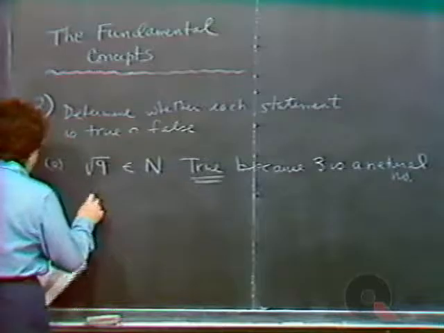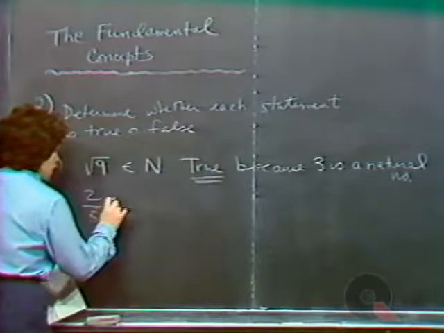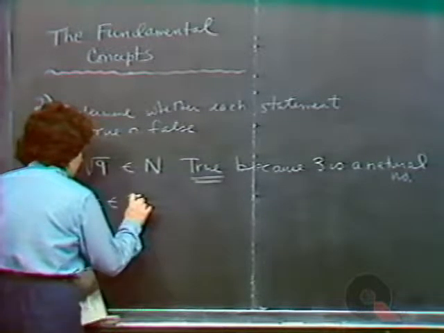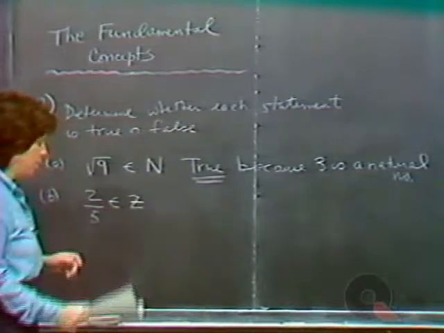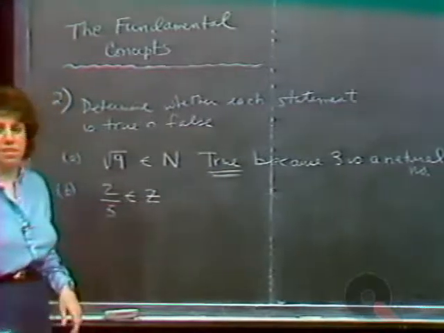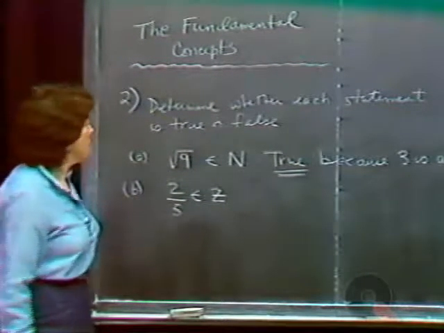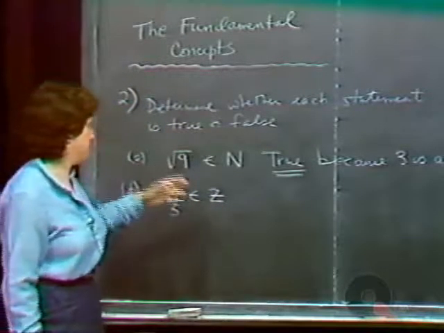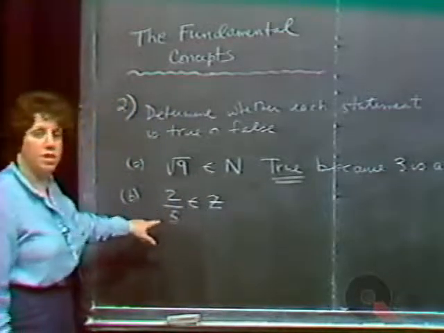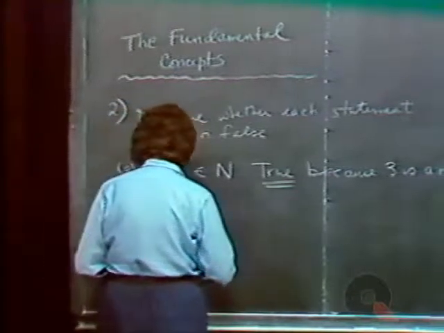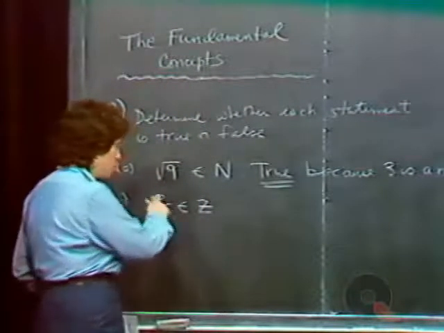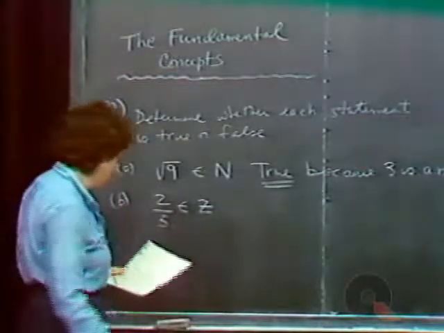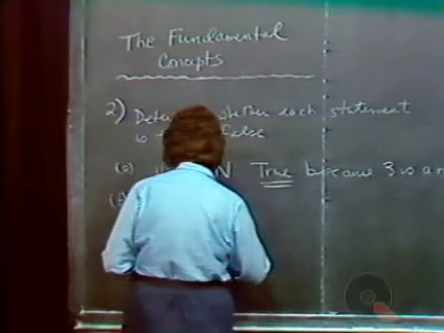In part B, 2/5 is an element of set Z. True or false? Well, Z represents the set of integers: 0, plus and minus 1, plus and minus 2, plus and minus 3, and so on. 2/5 is not an integer. 2/5 is a rational number. It's the quotient of two integers, but it is not an integer. Therefore, this is a false statement.